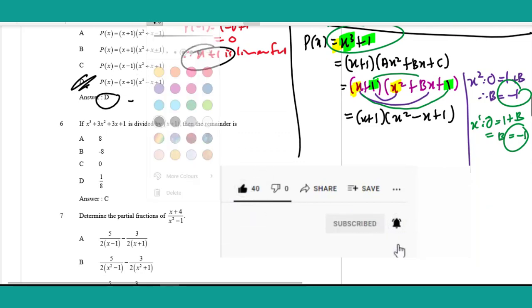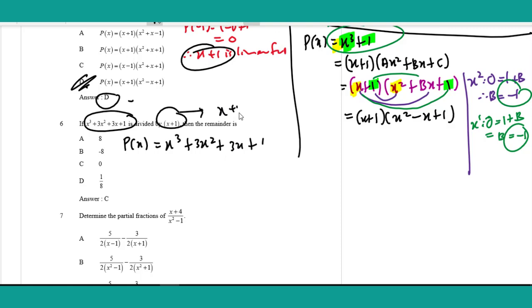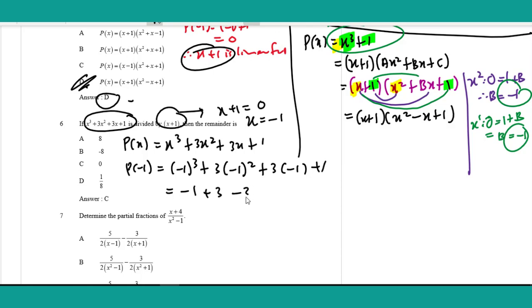Number 6. If this is divided by x plus 1, the remainder is found by just substituting. Let's say p(x) is equal to x cubed plus 3x squared plus 3x plus 1. Substitute x plus 1 equals 0, so x equals -1. Negative 1 cubed plus 3 times negative 1 squared plus 3 times negative 1 plus 1, then negative 1 plus 3 minus 3 plus 1 is equal to 0. The answer is 0. You just substitute and find the remainder.